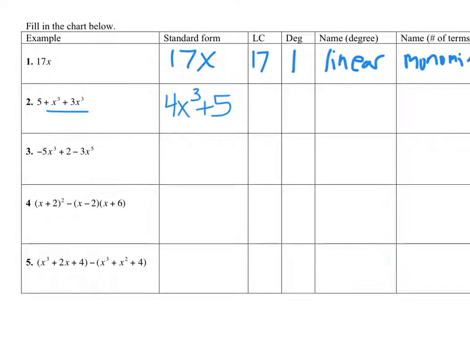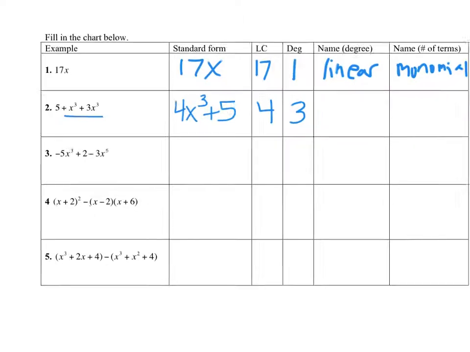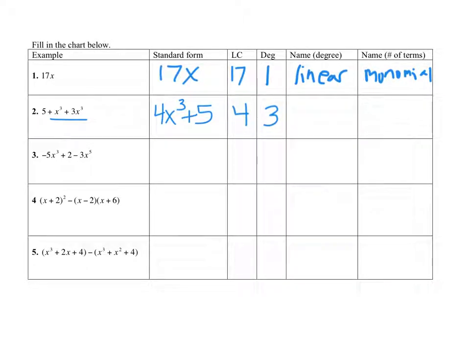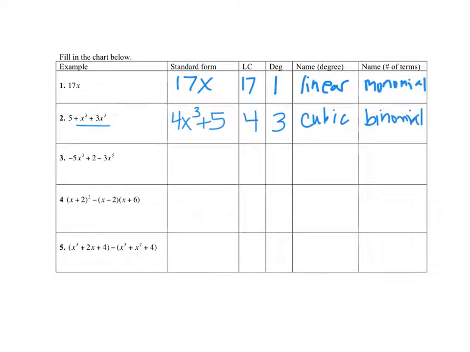So what's the leading coefficient of this polynomial? 4. It's the number out front. Okay. The degree of it is 3. Degree 3. Based on its degree, what's the name of this polynomial? It's cubic, right? It's being cubed. Okay. I think that'll help you remember cubic. Cubic is being cubed. And then finally, how many terms does it have? It has 2 terms, so it's a binomial. 2 terms. Okay, you try number 3 by yourself.